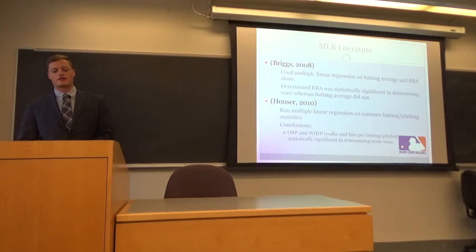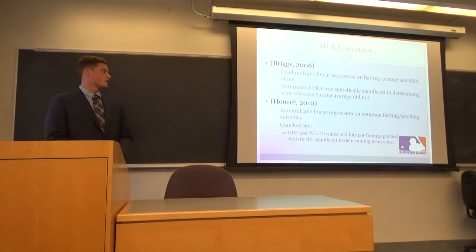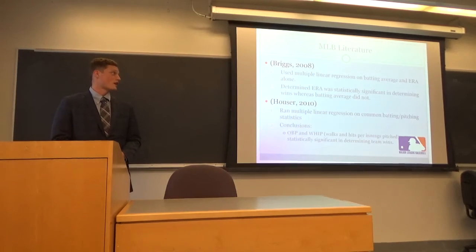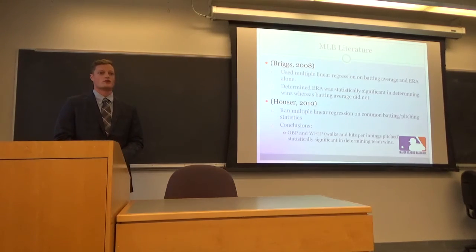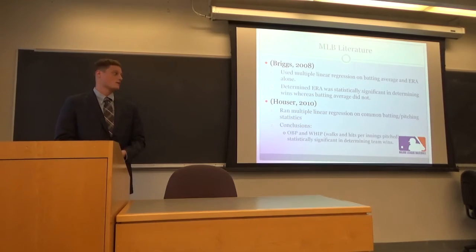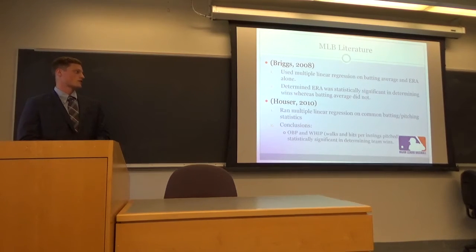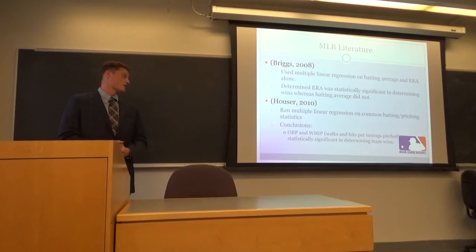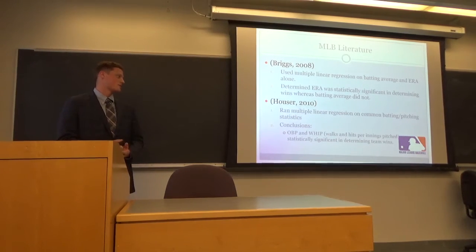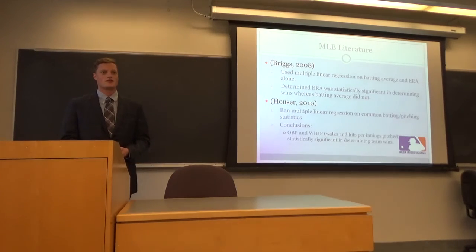A little literature behind it. In Briggs 2008, he ran a multiple linear regression on batting average and ERA alone, and he determined that only pitching was significant in determining team wins. So I wanted to see, can batting also determine team wins? In Hauser 2010, he ran the same type of multiple linear regression, except he added a lot more variables. He concluded that on-base percentage and walks and hits per innings pitched were statistically significant. That geared me towards thinking maybe there is some statistical underlying in batting performance for team wins as well.